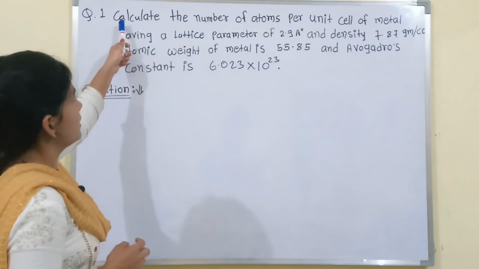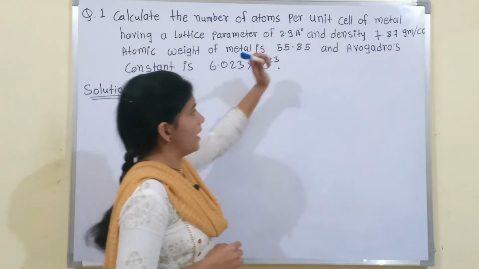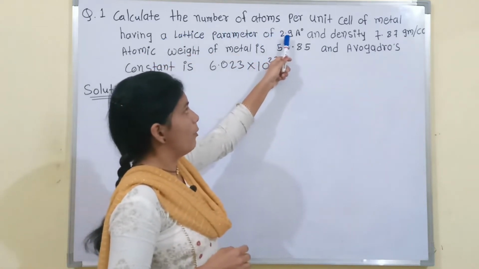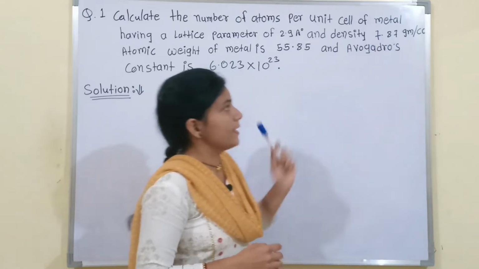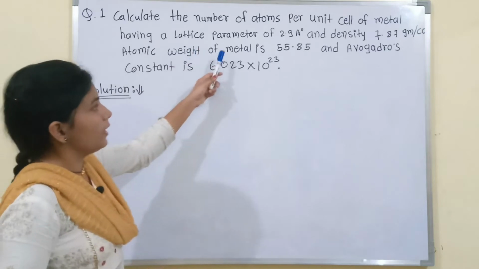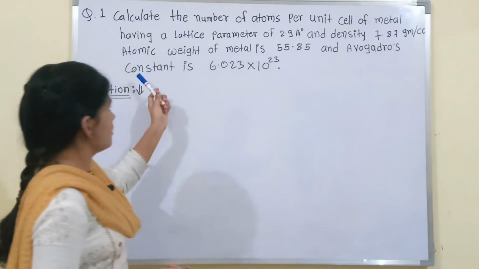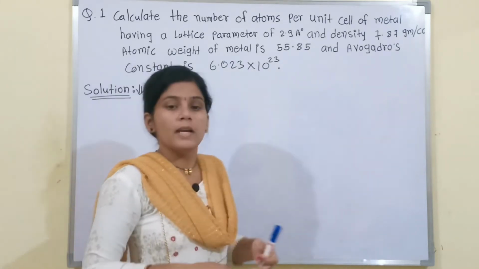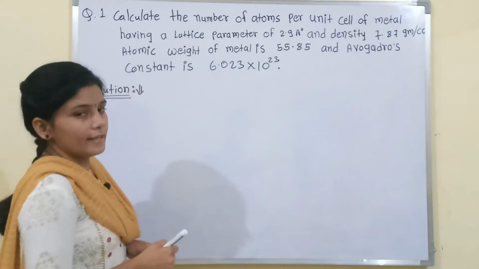First problem is, calculate the number of atoms per unit cell of a metal having a lattice parameter of 2.9 angstrom and density 7.87 gram per centimeter cube. Atomic weight of the metal is 55.85 and Avogadro's constant is 6.023 into 10 raised to power 23. Okay, so we will see the solution.